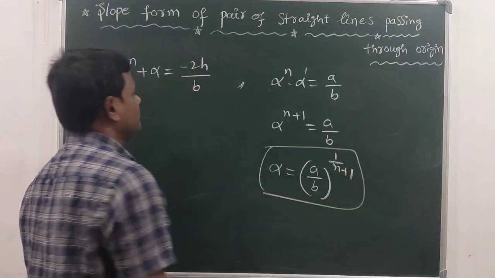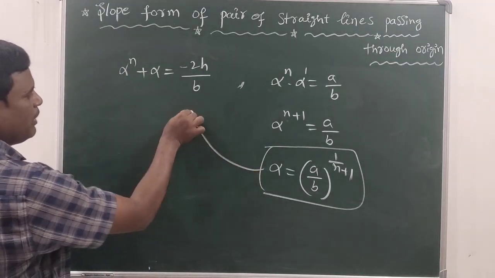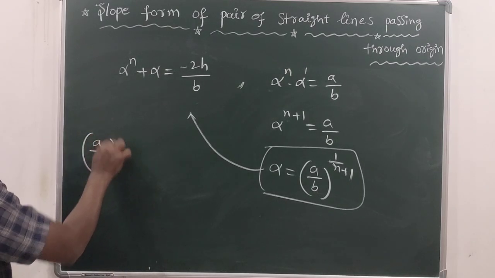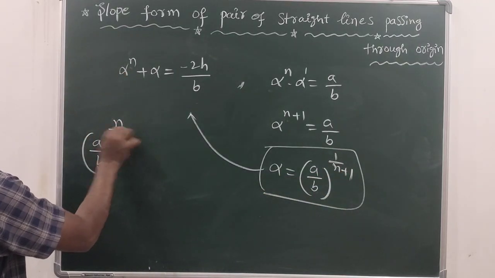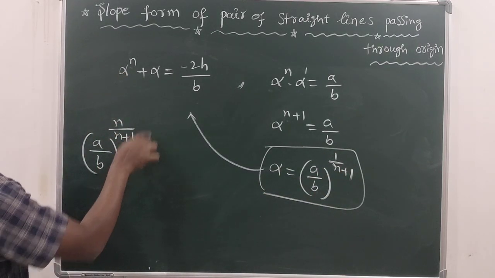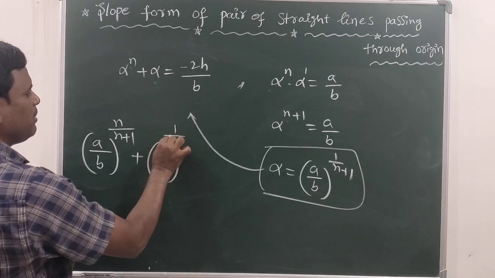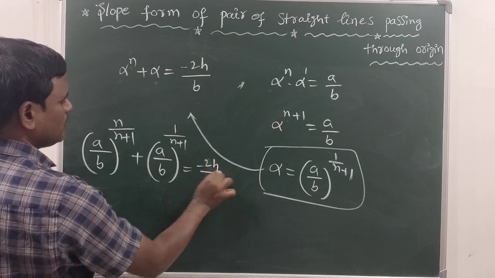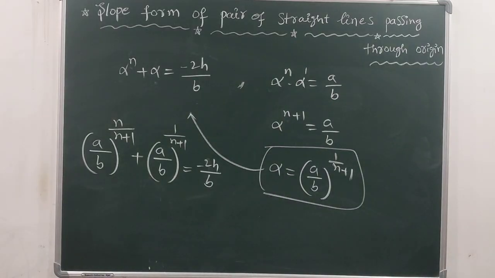You got alpha. Now substitute the alpha value here. This alpha you have to substitute in this. If you substitute, a by b whole power, here n, here 1 by n plus 1 is there. Hence it will become n by n plus 1, plus alpha value a by b whole power 1 by n plus 1, which is equal to minus 2h by b. Now let us simplify that. If you simplify, you will get your required relation.